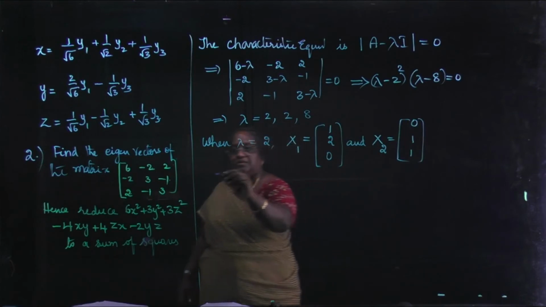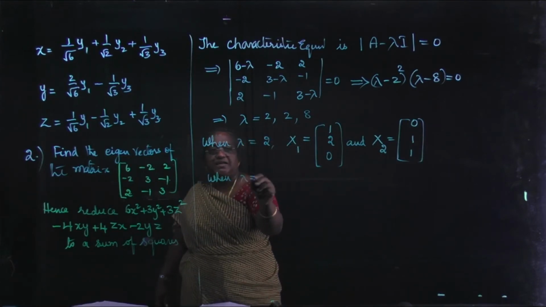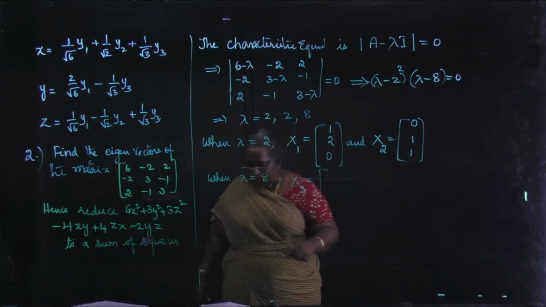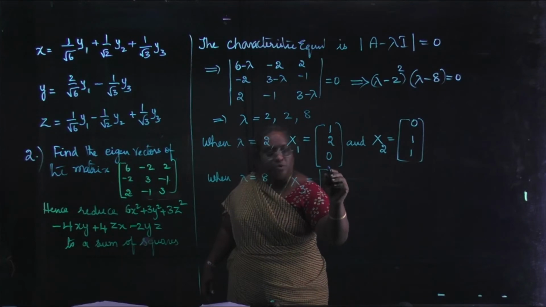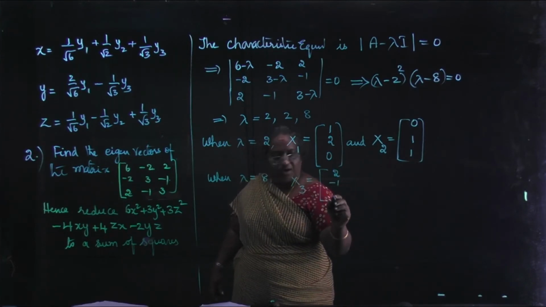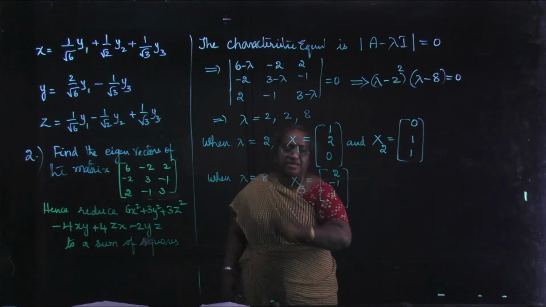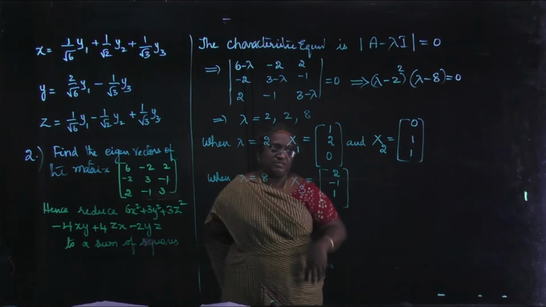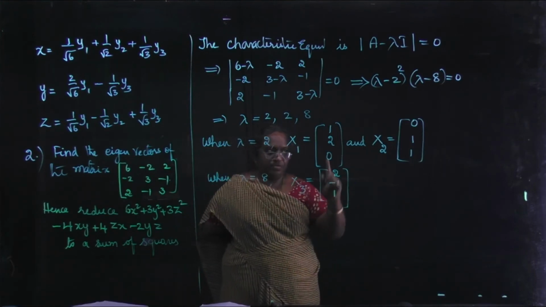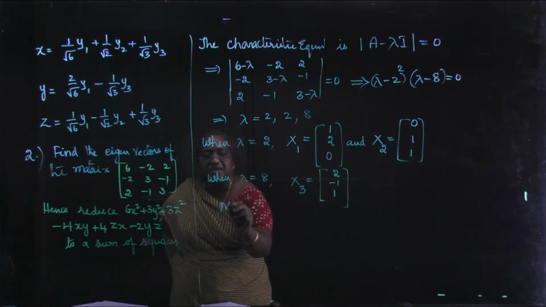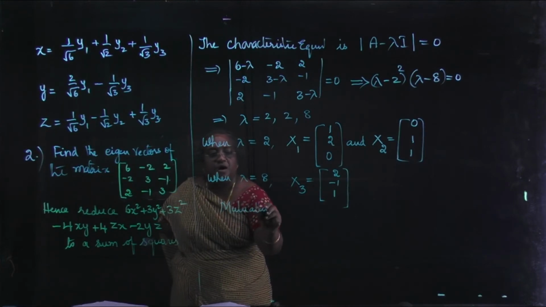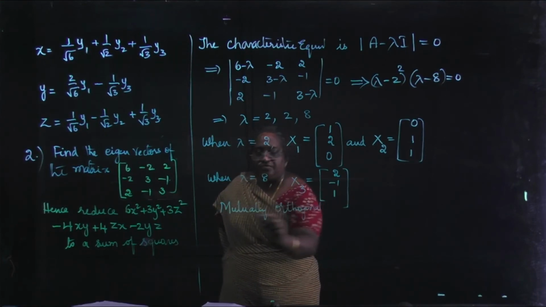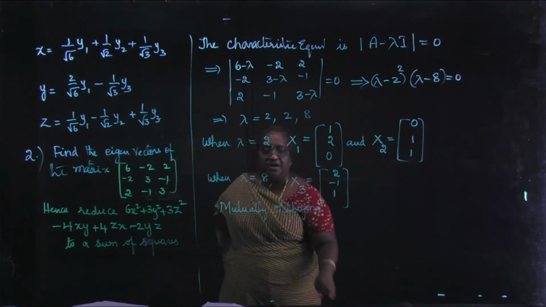When lambda is equal to 8, so here we get x3, the eigenvector corresponding to lambda is equal to 8, we get 2 minus 1 1. So now these are the eigenvectors. Immediately what is that we have to write? We have to write the normalized matrix P. Before that, we have to verify whether the three vectors are mutually orthogonal or not. So for these to be mutually orthogonal, what is that we have to see?